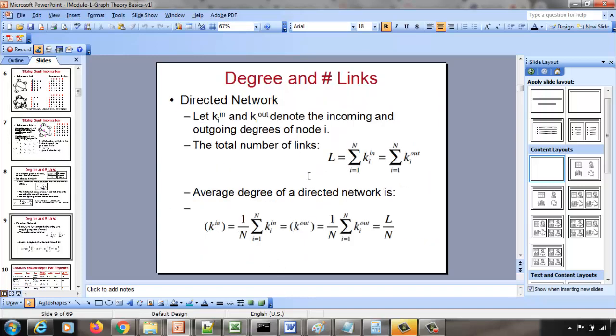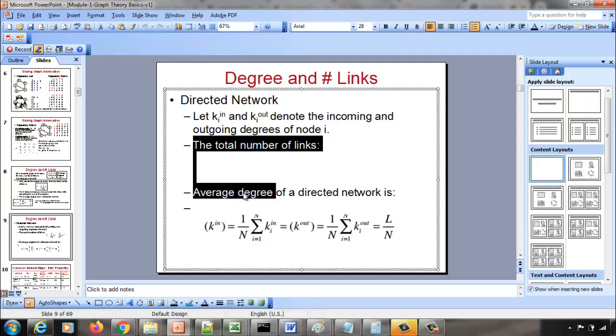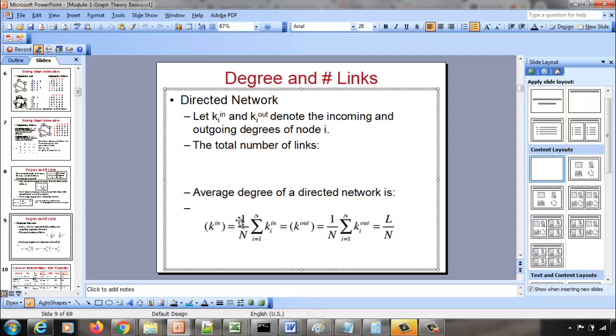So that's why I have this relationship. The number of links in the graph is the sum of all the in degrees of the nodes, and is also equal to the sum of all the out degrees of the nodes. And from this we can also get the relationship involving average degree. So you can say the average in degree as well as the average out degree. So let me put it here to avoid the confusion.